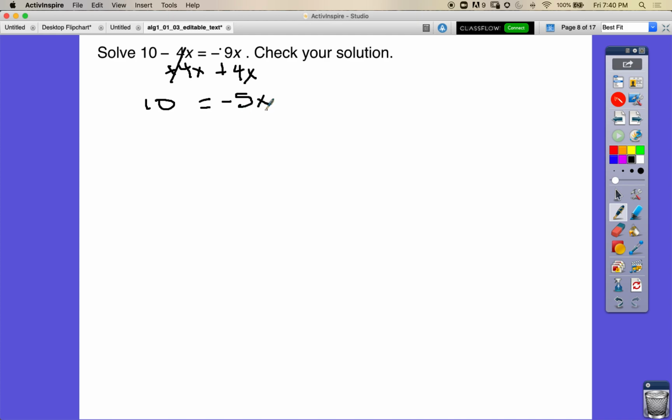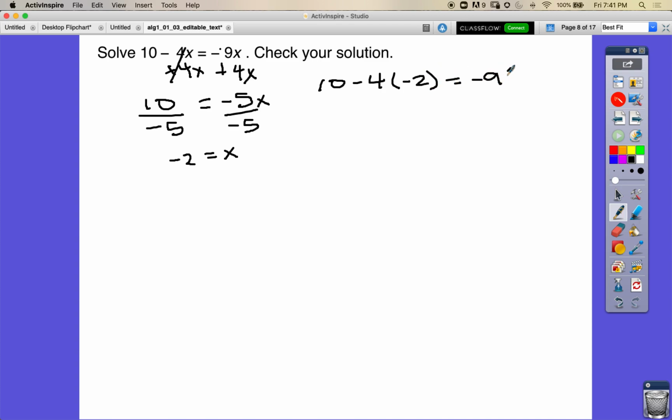Now this is multiplication, so now we're going to undo the operation by dividing. So I'm going to divide both sides by negative 5. And then we're going to find out that x equals negative 2. Well, let's make sure that this answer is correct by checking our solution. We're going to check our solution by substituting for x. And we're going to put negative 2, which I think is the solution right now.